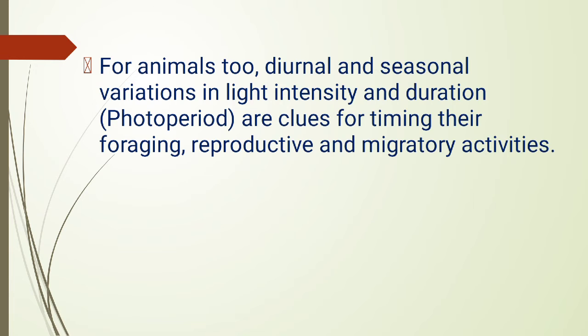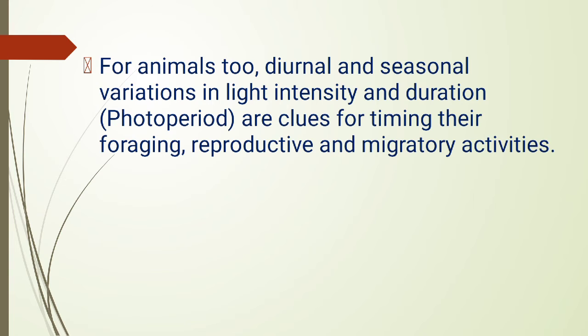In the same way, for nocturnal organisms, for example the cockroach, if you see a cockroach, it is active at night time, so it is called a nocturnal. They are adapted to that situation, that is, at night time they are active. That means they are adapted to the light-dark period, and they are active in the dark period. And seasonal variations in light intensity and duration are clues for timing their foraging, reproductive and migratory activities.